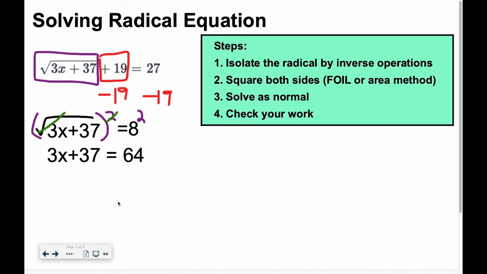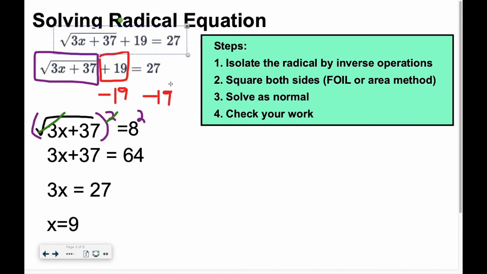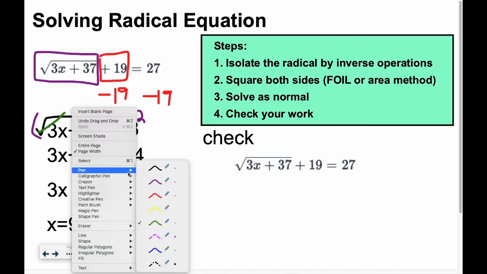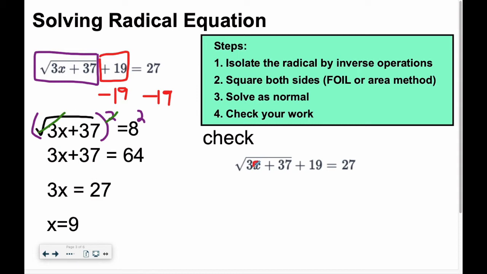From here on out, this is just a two-step algebraic equation. You've done them probably hundreds of times before. So let's solve it out quick. Check our work. There we go. We got our answer. And we can easily check this by plugging in over here and seeing. So this is my check. With these, it's important to do a check because you could have an extraneous solution. So I'm just going to plug in 9.